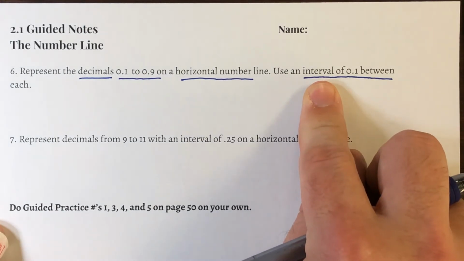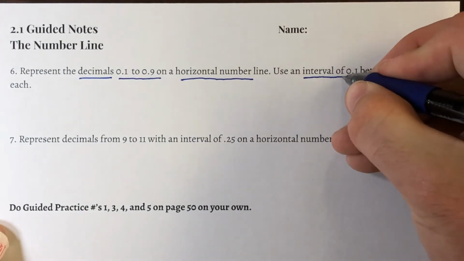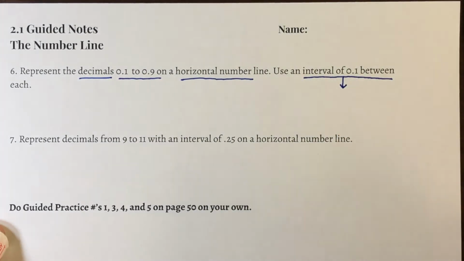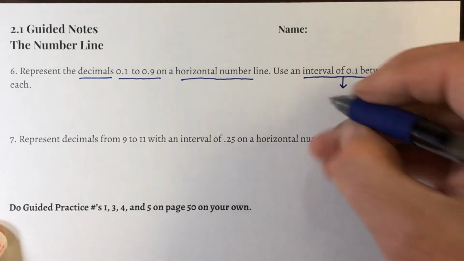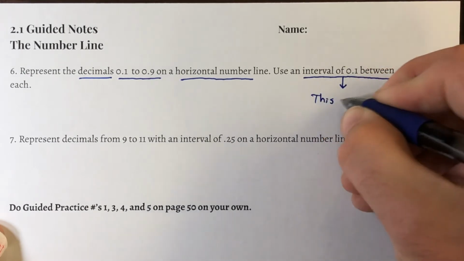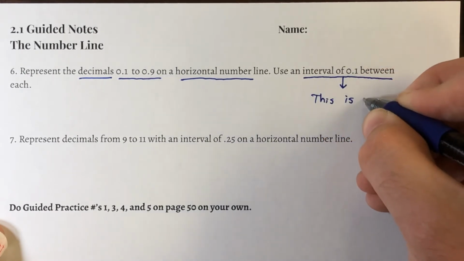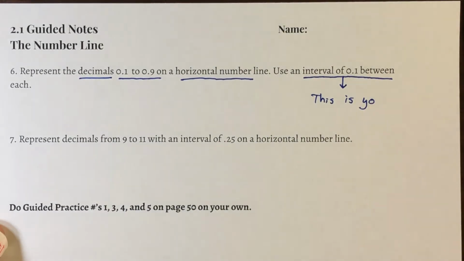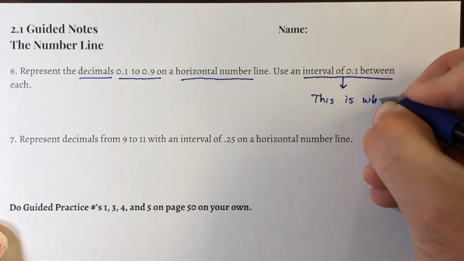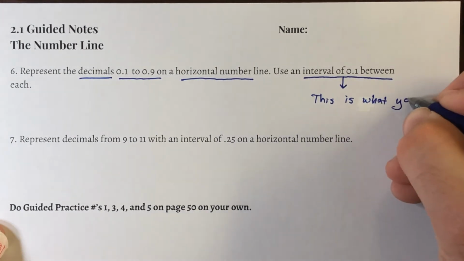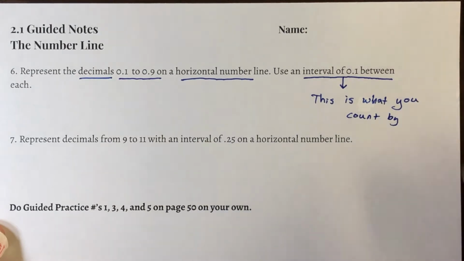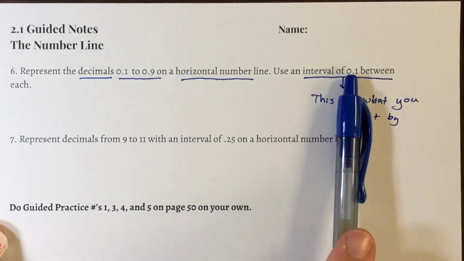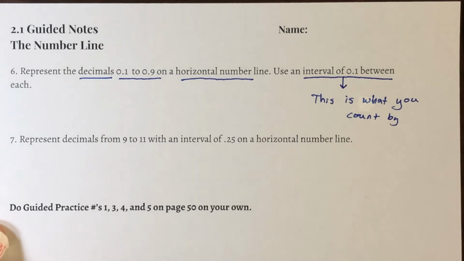Interval means this is what you count by. So guess what? You don't get a choice. You have to count by what they said. I know, very sad. So interval of 0.1 or 1/10, this is what you count by. You don't get a choice. So we have to count by 1/10 every time we move to the next number.